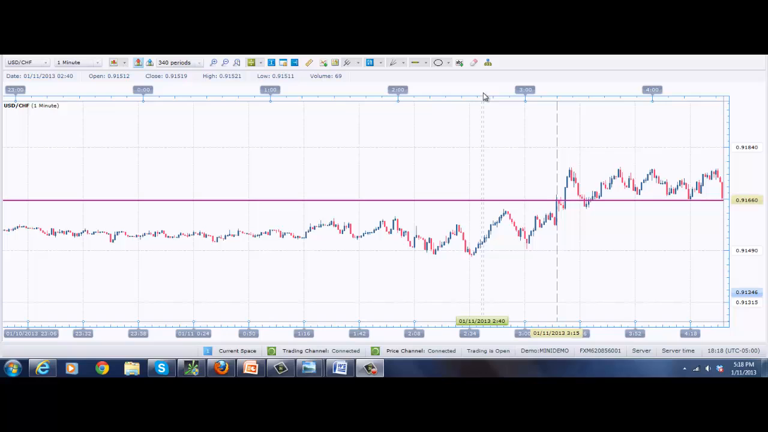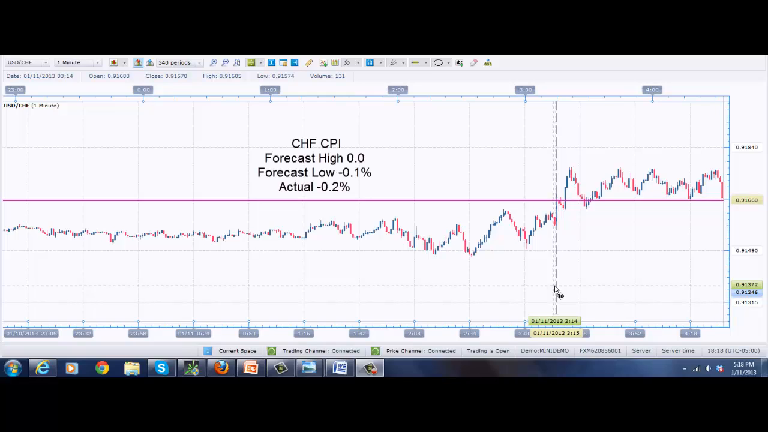And here's a chart for the US dollar Swiss franc after the release. It's a 1-minute chart. I've indicated the release point right here at 3:15 a.m. And the release again was a miss by a negative 0.1% or 0.2, depending on which particular calendar you looked at. The trigger was again 0.1 deviation from the forecast, and that trigger was met.